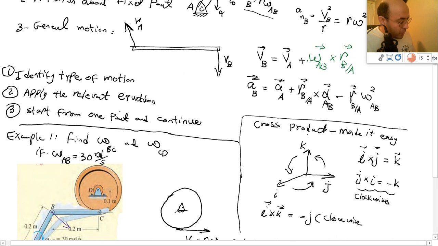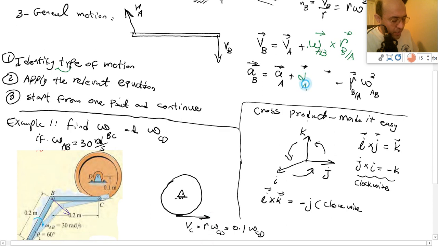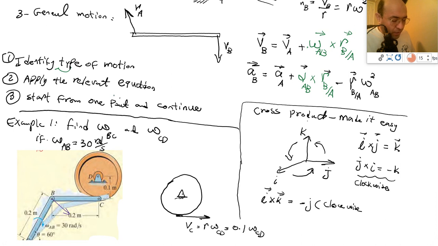Now, in order to solve the problem, we're going to identify the type of motion. Again, I noticed that I have the same mistake here too. So that will be alpha AB cross R of B with respect to A. Now, identify the type of motion, apply the relevant equation, and start from one point and get to the other.